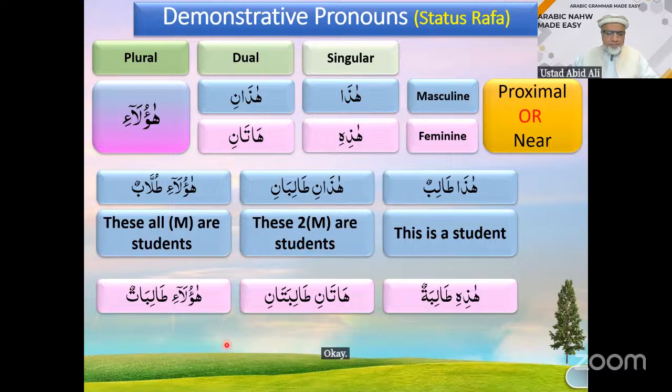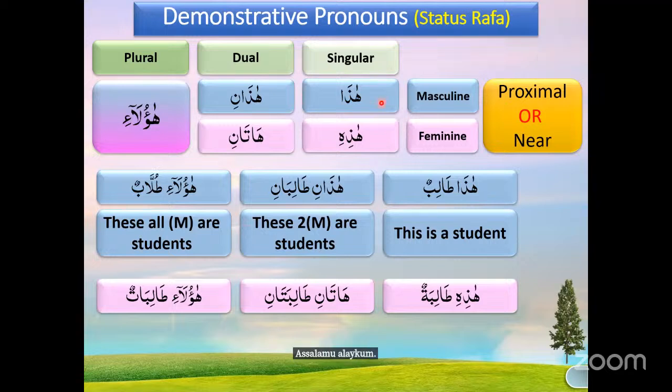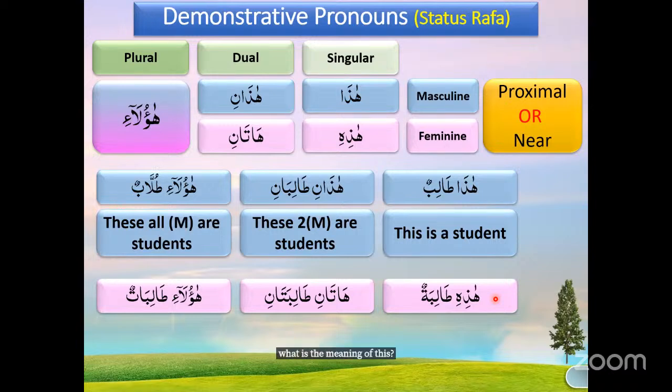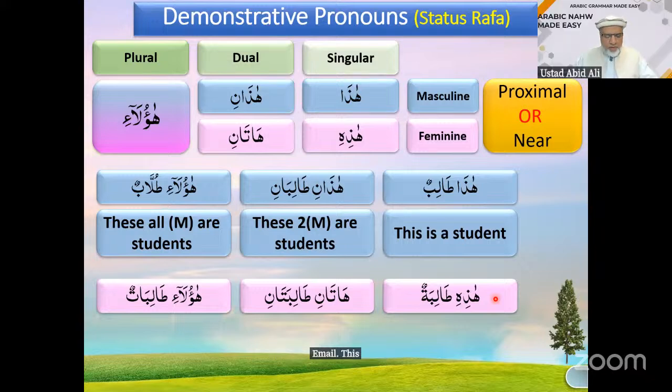Let's see. Sister Nuera, Assalamu alaikum. Wa alaikum assalam. Hazihi talibatun. What is the meaning of this? This is a student but female. This is a female student. MashaAllah. Jazakallah khair. So this is a sentence, right?